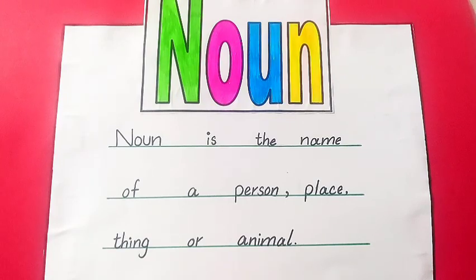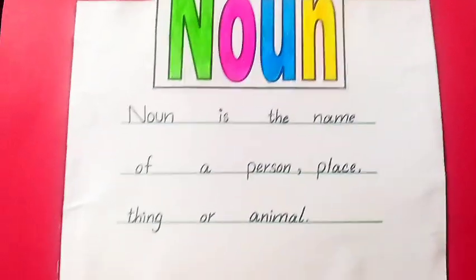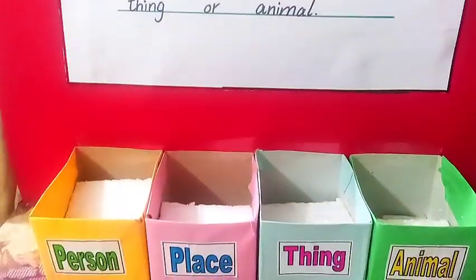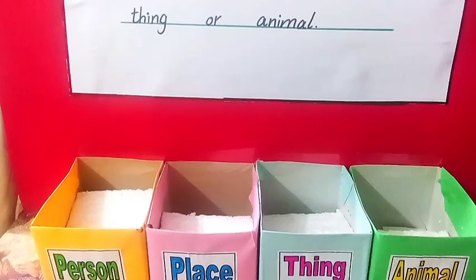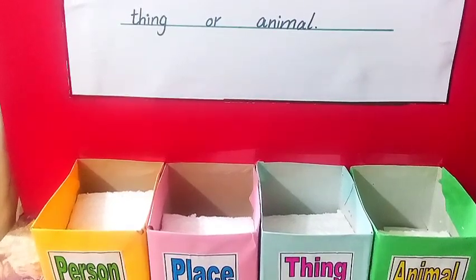Pencil, paper boat, table, chairs, etc. And for animal, there are examples such as dog, cat, and so on. I have made a model to make this concept easier.